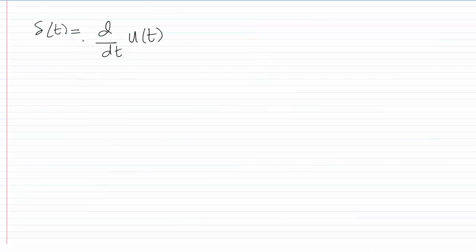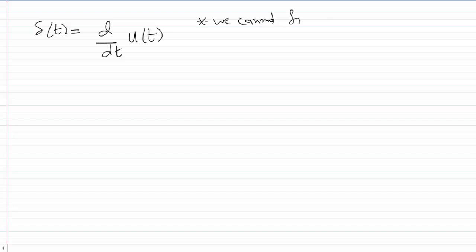Now let's try to prove the next relationship between u of t and delta of t, that is, the impulse is nothing but a derivative of a step function. Now there's one issue here: we cannot find a derivative of a discontinuous function. So let me write it over here. We cannot take the derivative of a discontinuous function. Now why am I saying that?